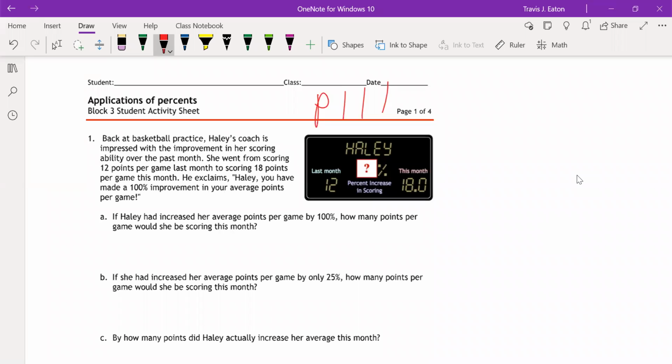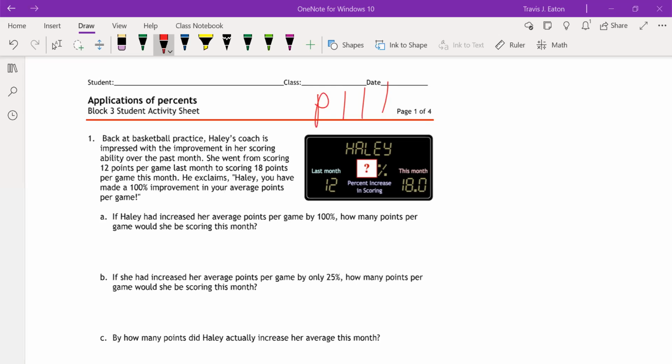So, page 111 in your math book on applications of percents, topic 4, block 3. Haley is this recurring character in the percentages unit. It says, back at basketball practice, Haley's coach is impressed with the improvement in her scoring ability over the past month. Well, why wouldn't he be? She went from scoring 12 points per game last month to scoring 18 points per game this month.